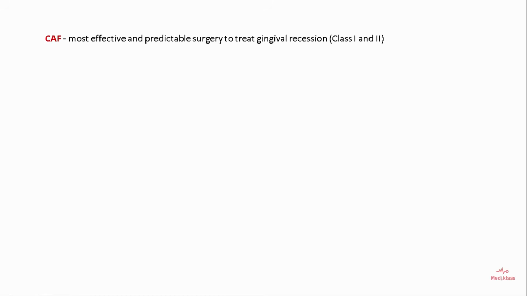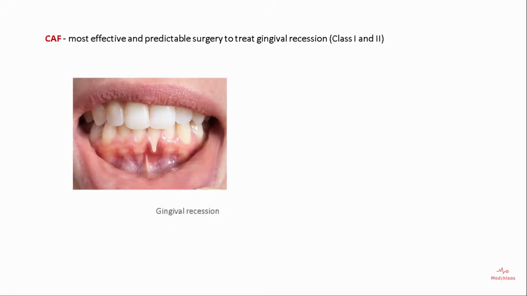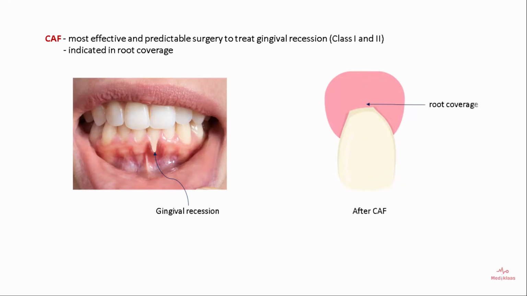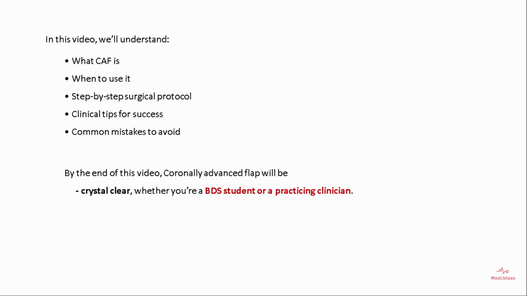Coronally advanced flap is the most effective and predictable surgery to treat gingival recession, especially Miller's class 1 and class 2 types. It is indicated in root coverage procedures. In this video, we will understand what is coronally advanced flap, when it is used, the step-by-step surgical protocol, clinical steps for success, and common mistakes to avoid.